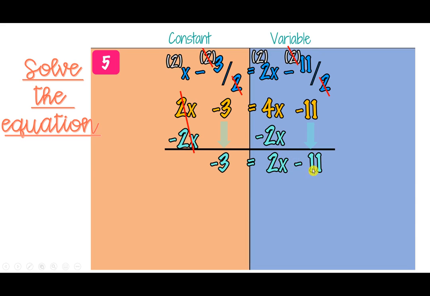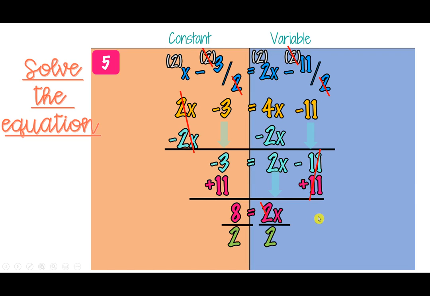Now, I need to move this constant from over here with my variable because I want my constants on the other side of the equation. So the inverse of subtracting 11 is adding 11. Well, that cancels. I did nothing to my 2x, and 11 minus 3 gives me 8. Still trying to isolate this variable that's being multiplied by 2. Opposite of multiplying by 2 is dividing by 2. And x is equal to 4.